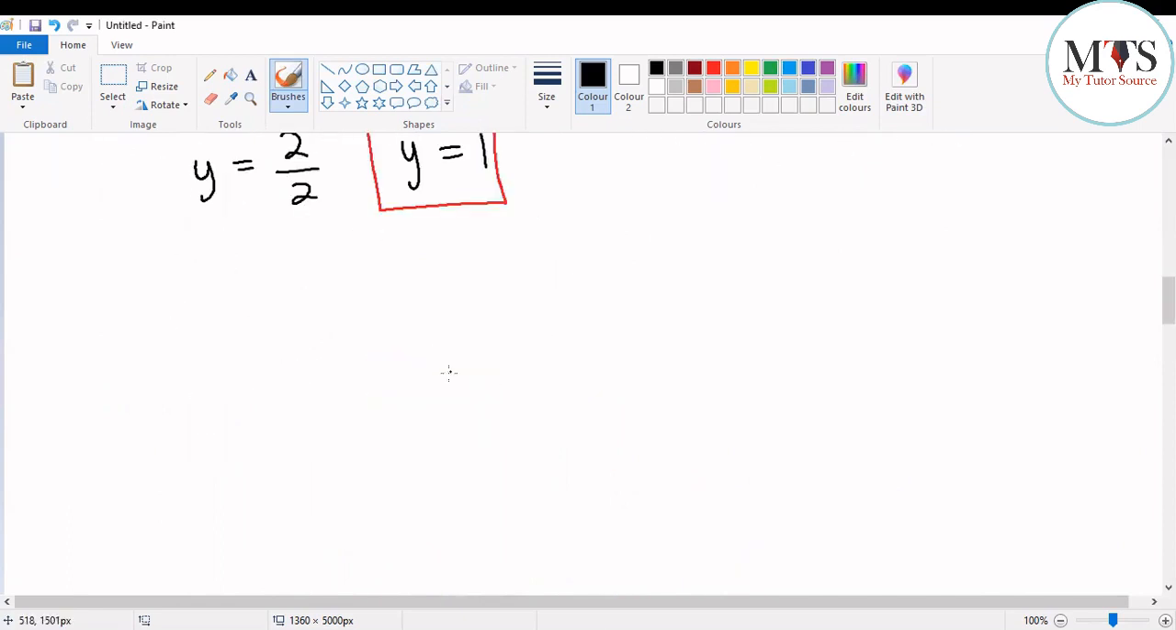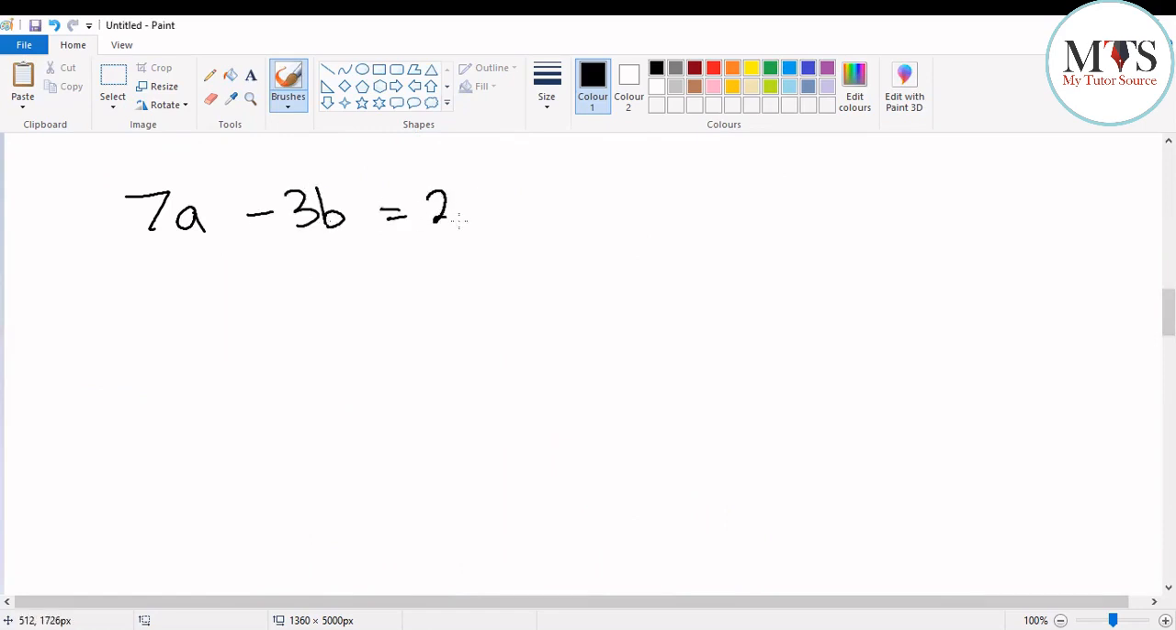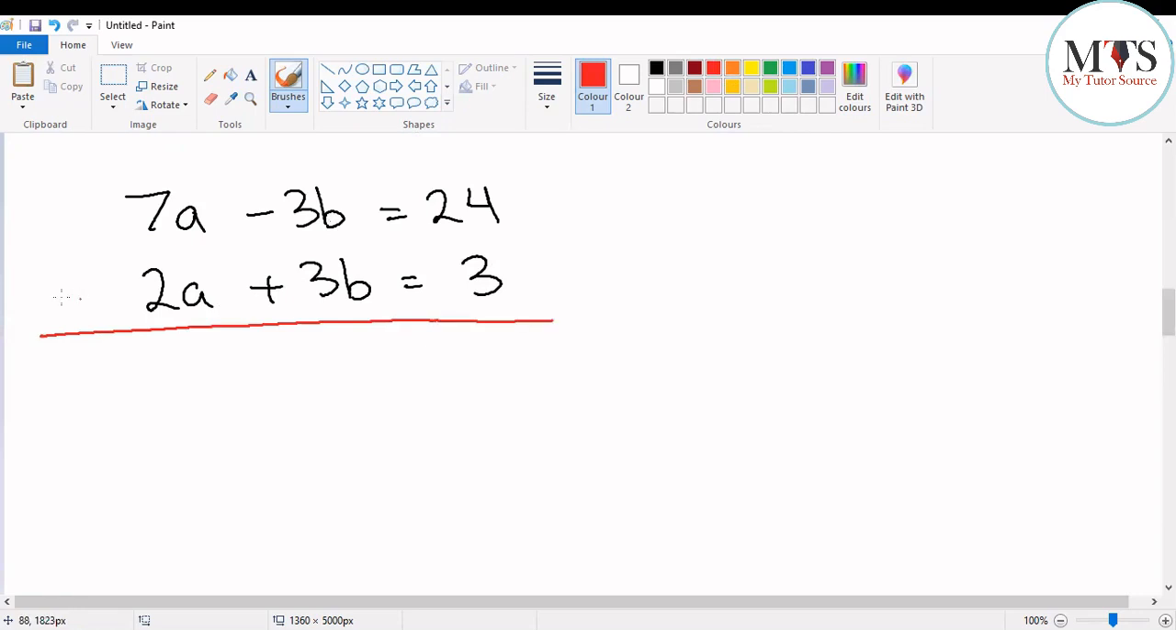Okay, so you have 7a minus 3b equals 24. And then you have 2a plus 3b equals 3. Now the first step that we can do is we can add these two. So let's add them. When I add these two together, what's the equation that I'm going to get?